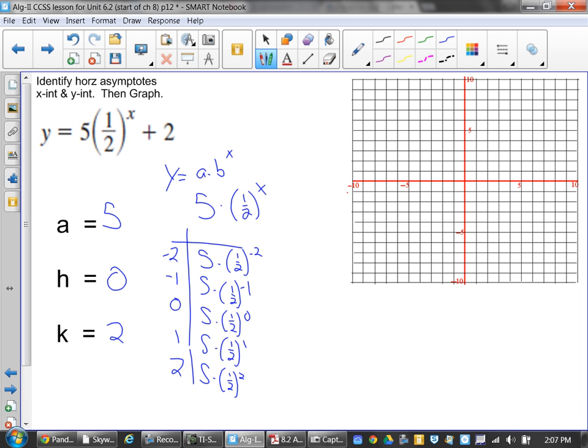The only thing that you have to be cautious of here, guys, is when you're working with fractions with negative exponents, what do you do to the fraction? You flip it. Okay? So 1/2 to the -2 becomes 2 squared. Do you remember that rule? Yeah. So what's 5 times 2 squared? 20. Then 5 times 2. Oh, look at that. It's the y-intercept of the parent graph. It's still a. And then 5 halves, and then 5 fourths.